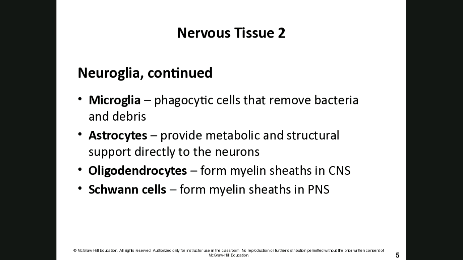So microglial cells, as I said before, have an immune response. Astrocytes help to maintain that blood-brain barrier, and they do so by providing metabolic and structural support to the neurons. Oligodendrocytes form the myelin sheath in the central nervous system, and Schwann cells form the myelin sheath in the peripheral nervous system.